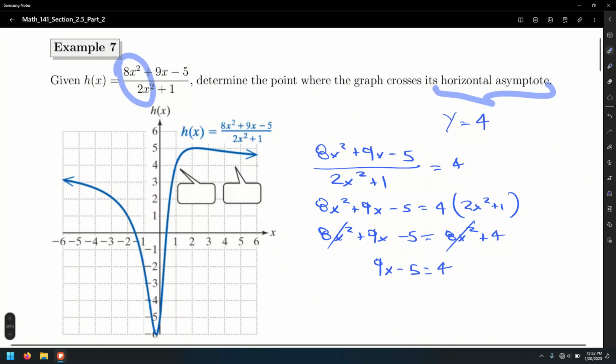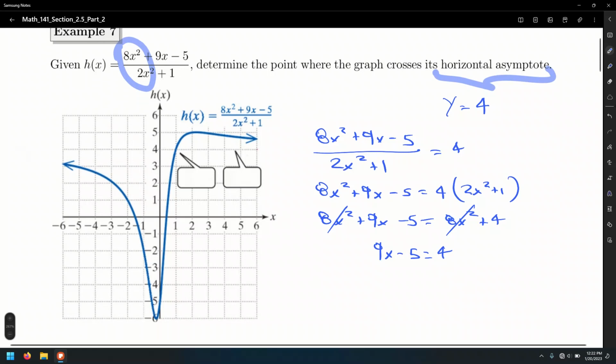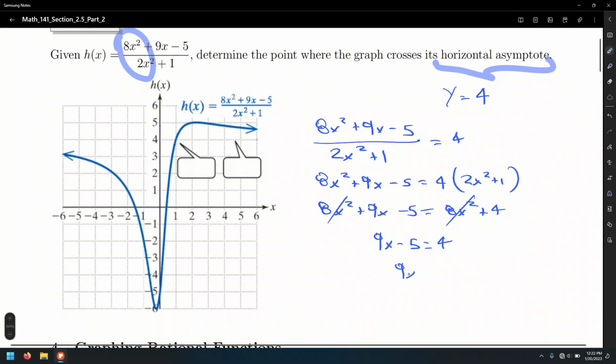Although the original problem looked a little harder, in the end that's just going to leave us with a very simple equation, a linear equation. Solve for x: add 5 to both sides, that's 9x equals 9. Divide both sides by 9, that's x equals 1. And x equals 1 is the value where the function crosses its own horizontal asymptote.